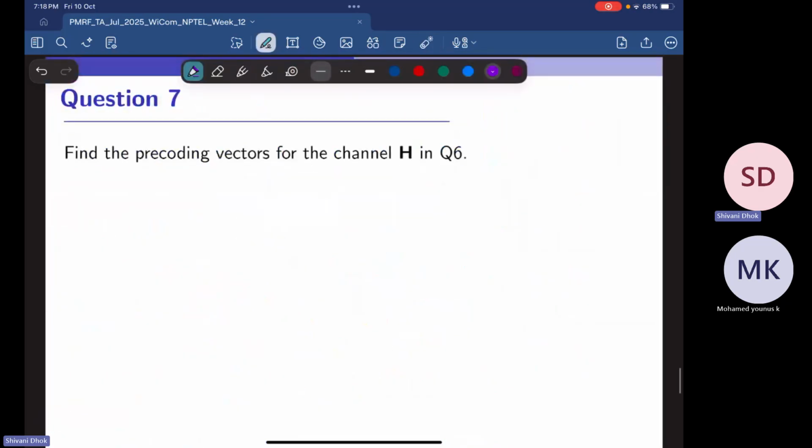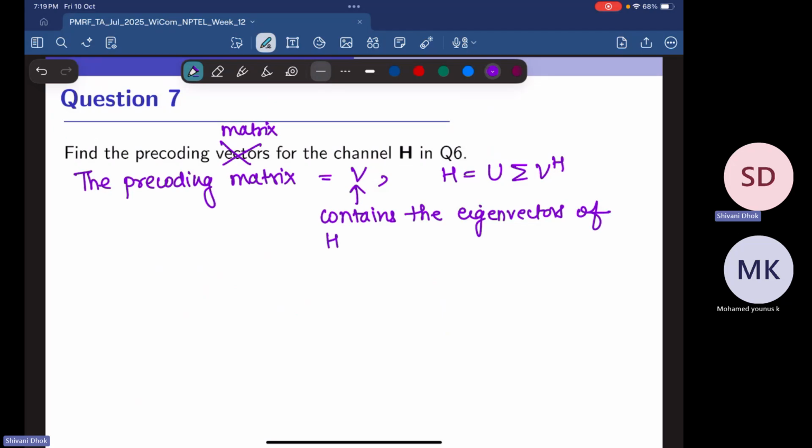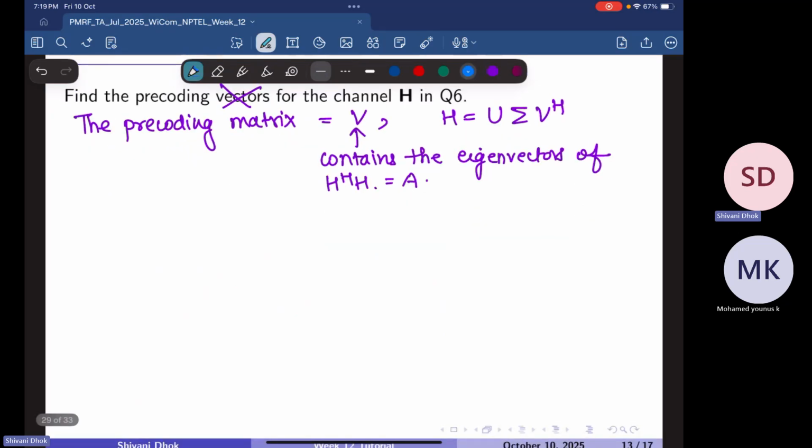Here, the pre-coding matrix is V, where V comes from the singular value decomposition of your channel, and this V contains the eigenvectors of H Hermitian H, which we have already defined as A. So now what we need to do is find the eigenvectors. Let's say this V has V1 and V2.